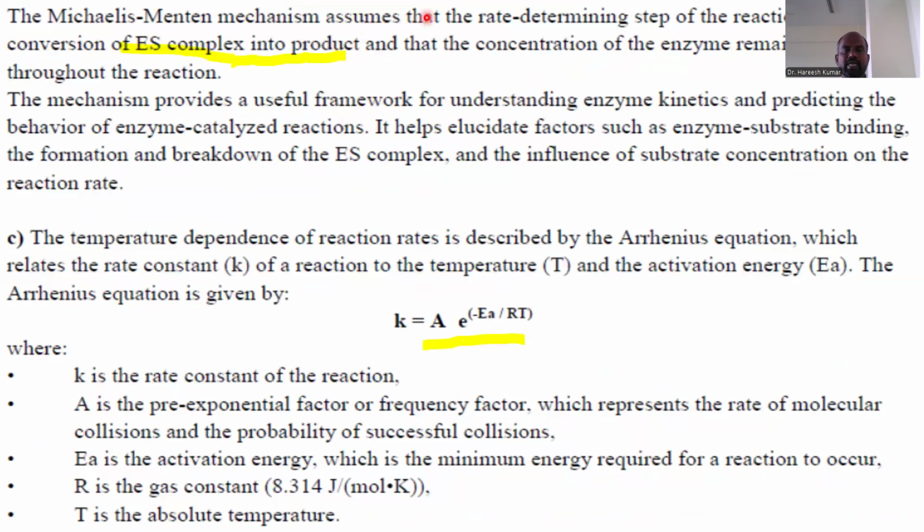The Michaelis-Menten mechanism assumes that the rate determining step of a reaction is the conversion of the ES complex into product, and it assumes that the concentration of enzyme remains constant throughout the reaction. The mechanism provides a useful framework for understanding enzyme kinetics and predicting the behavior of enzyme catalyzed reactions. It helps elucidate factors such as enzyme substrate binding, the formation and the breakdown of the ES complex, and the influence of the substrate concentration on the reaction rate.